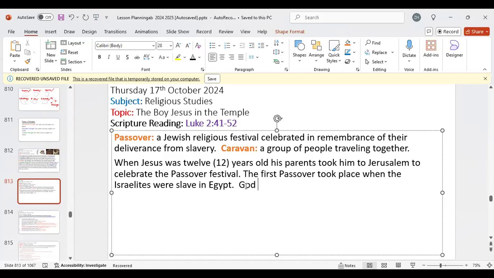So who did God send as their deliverer? Moses. God told Moses to tell Pharaoh to let my people go. And each time, Pharaoh refused.